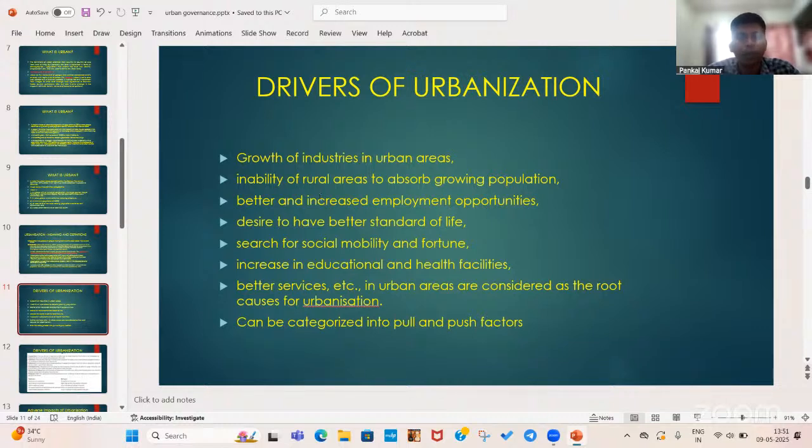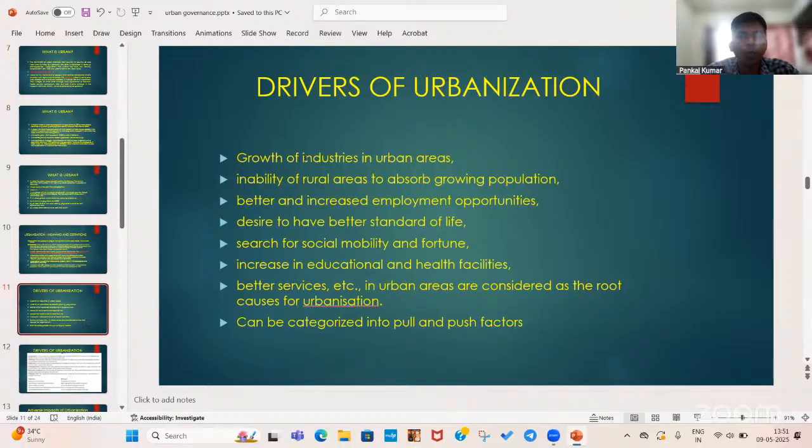which is causing urbanization. Number two is inability of rural areas to absorb the growing population. As I told you, there is already surplus labor in rural areas. It means there is a lot of unemployment in rural areas. People are not getting jobs. There is a lack of economic activities which can employ our workforce in rural areas. So this is the inability of rural areas.